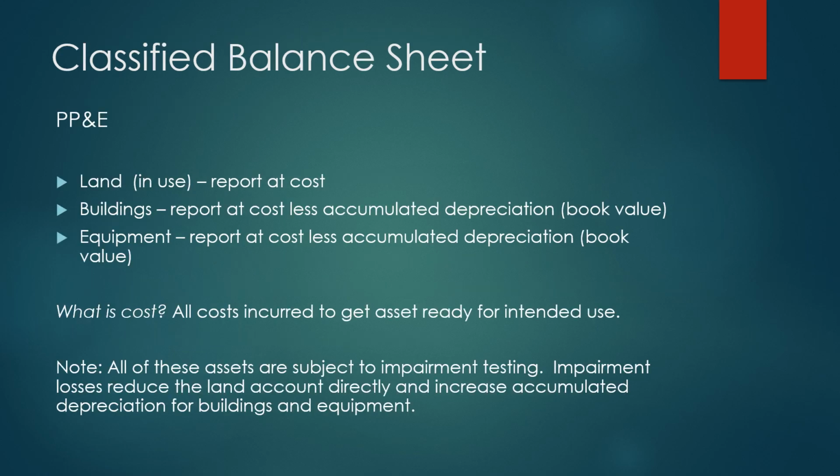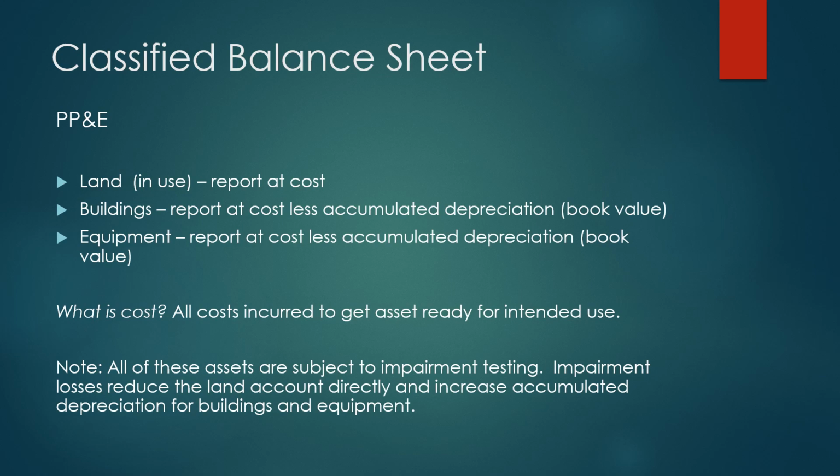In the PP&E section, we're going to include our land, our buildings, and our equipment. This is also going to include any leased assets. Land in use is going to be reported at cost. Buildings are going to be reported at cost less accumulated depreciation, otherwise known as the book value. Equipment is also going to be reported at cost less accumulated depreciation, or book value.